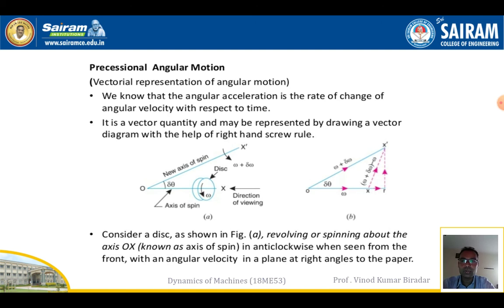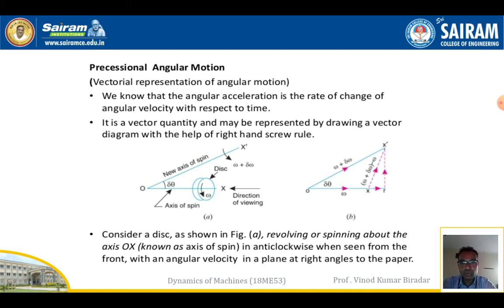Now, the vectorial representation of angular motion. To better understand, we should understand what you mean by angular motion in a vectorial representation. We know that the angular acceleration is the rate of change of angular velocity with respect to time. This we already studied in PUC and in the previous class also. It is a vector quantity, and it may be represented by drawing a vector diagram with the help of the right hand screw rule.